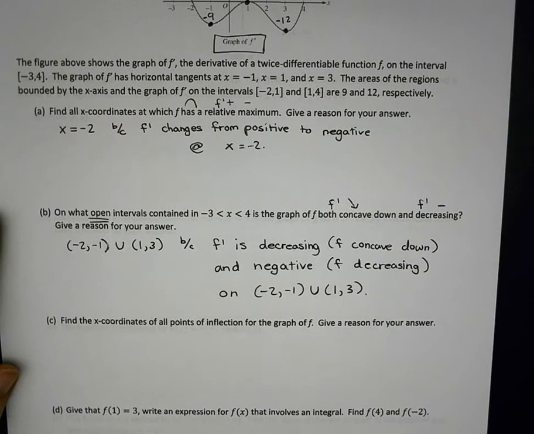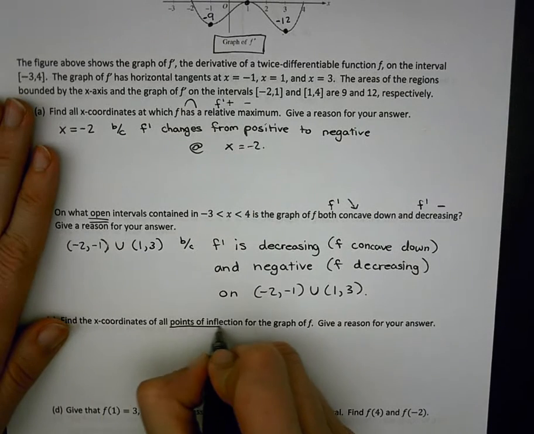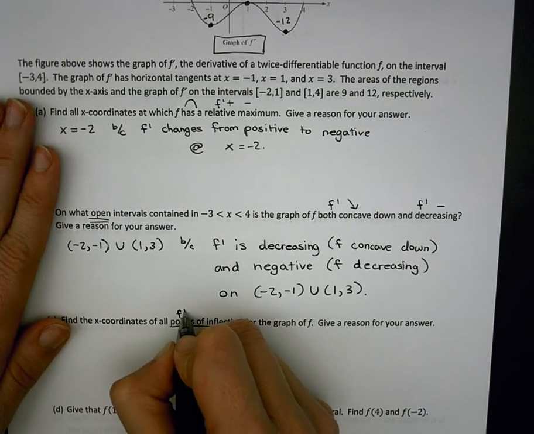Okay, C. Find all x coordinates of the points of inflection for the graph of f. Give a reason for your answer. Pause the video if you're going to do so. Okay, well, a point of inflection is a change in f from concave up to concave down or concave down to concave up. But again, I'm not looking at a graph of f, I'm looking at a graph of f prime. So what does that mean about f prime? What is f prime doing?